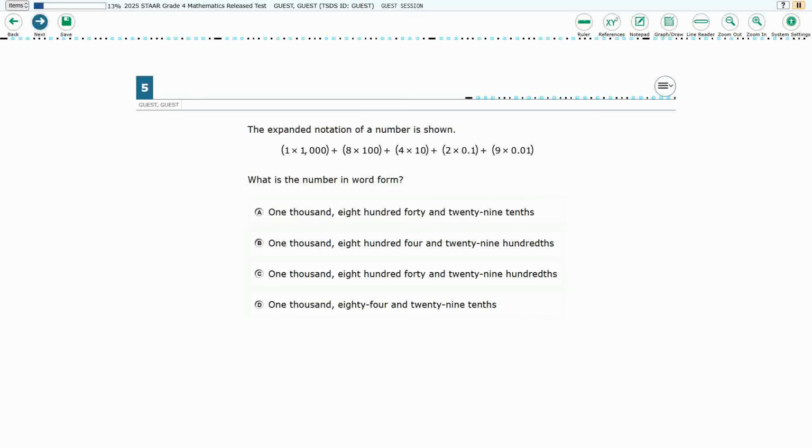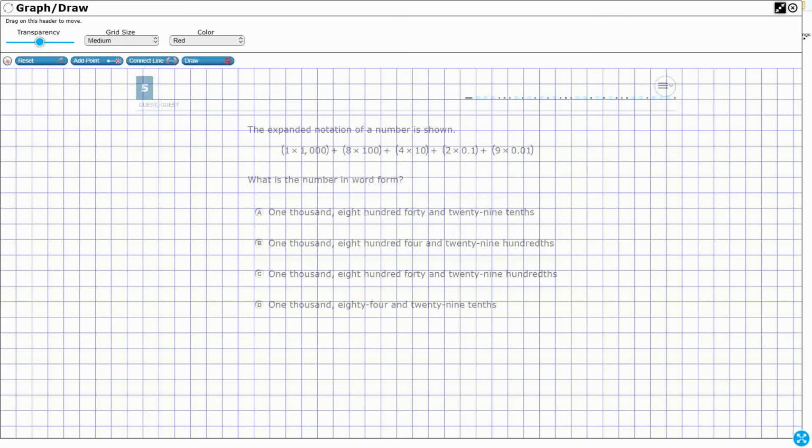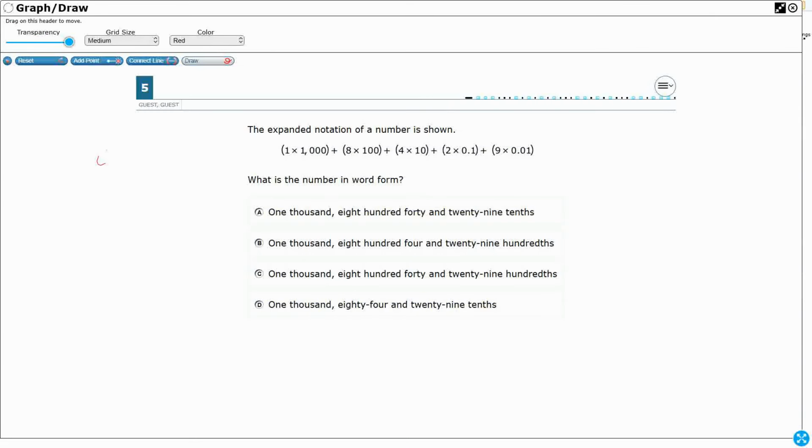For number 5, we are looking at expanded notation. This is 4.2b, and this is your standard expanded notation problem that you might see, but we need to put it in word form rather than standard form. So let me put it in standard form first. So I've got 1 in the 100,000s. So I'm going to go up to 100,000s, or thousands, excuse me.